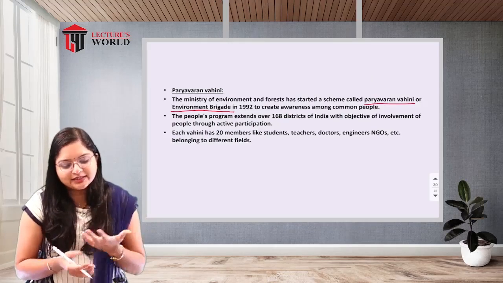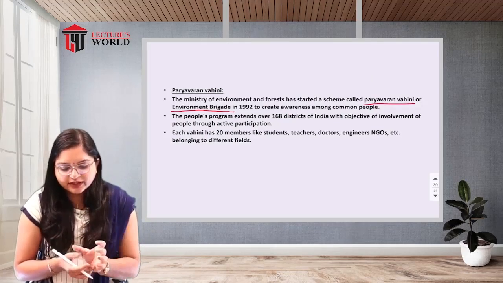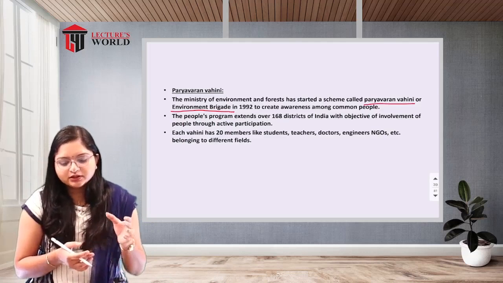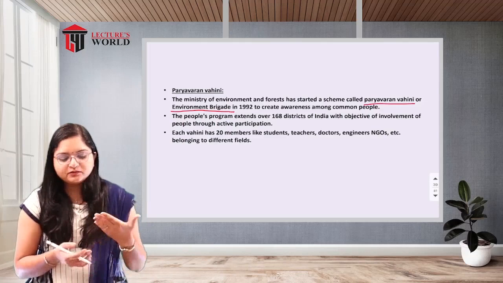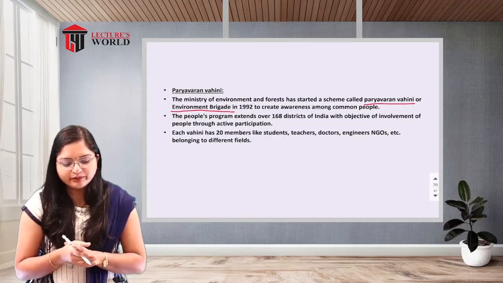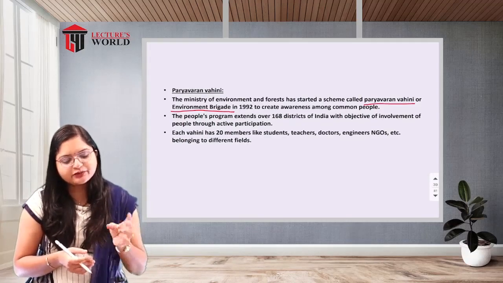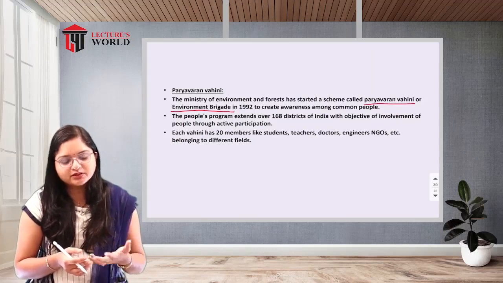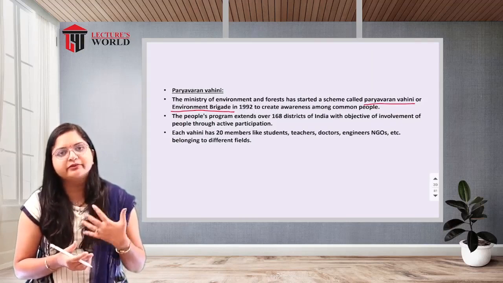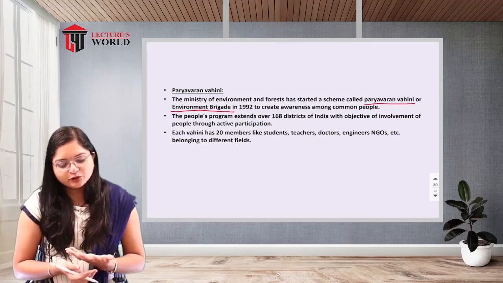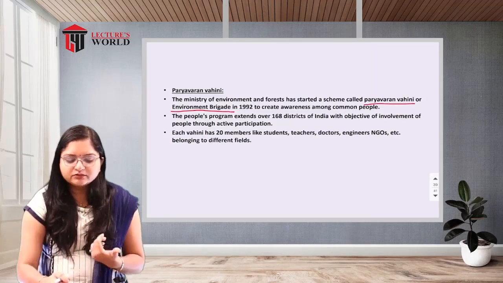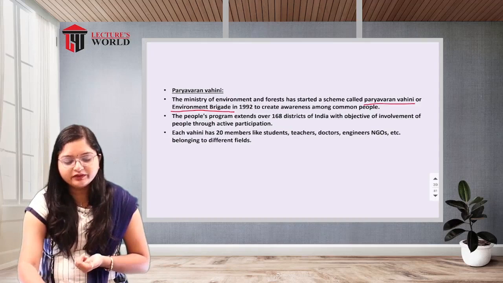So Paryavaran Vahini is a main scheme which was started by the Ministry of Environment and Forest in 1992, and it is also called the Environment Brigade, to create awareness among common people. Each Vahini has 20 members. The members may be students, teachers, doctors, engineers and NGO people, etc., belonging to different fields.